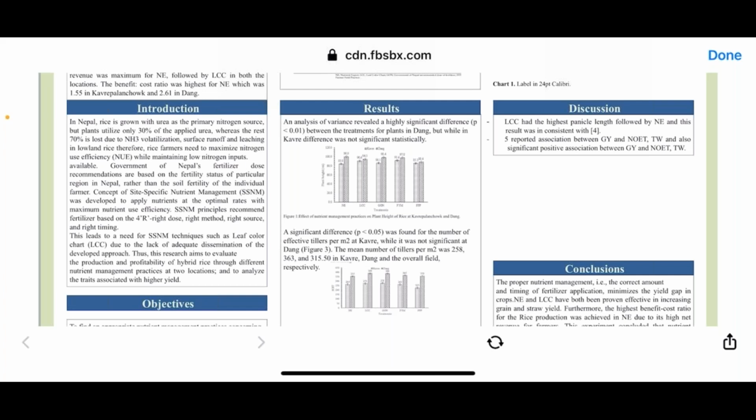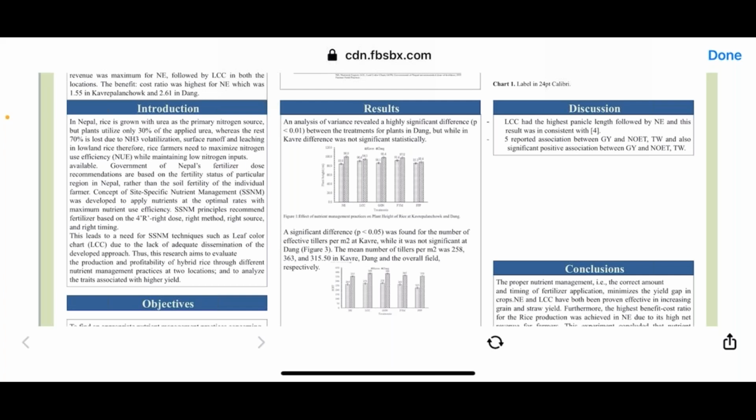And next one is panicle length. Panicle length was statistically significant in Dang while non-significant in Kavre. The overall mean of panicle length was 24.76 cm. Kavre and Dang, both the districts, had mean panicle length of 26.92 centimeter and 22.5 centimeter respectively.